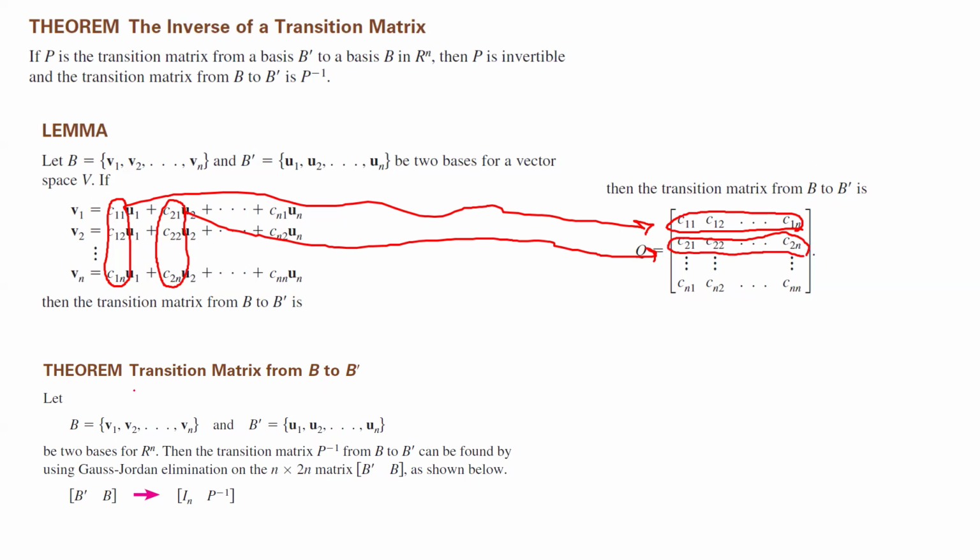And finally, the theorem: transition matrix from B to B prime. Let B and B prime be two bases for n space. Then the transition matrix, the inverse of P from B to B prime, can be found by using just Gauss-Jordan elimination. You just list B prime, then B, these vectors, and then apply elementary row operations, converting the very first matrix into the identity matrix. The second matrix is going to be the inverse of P.